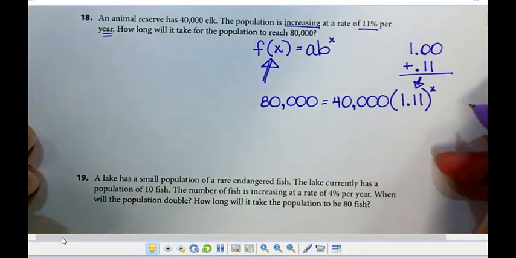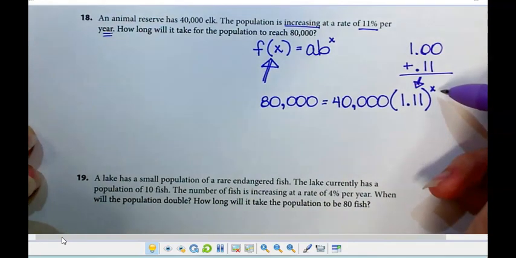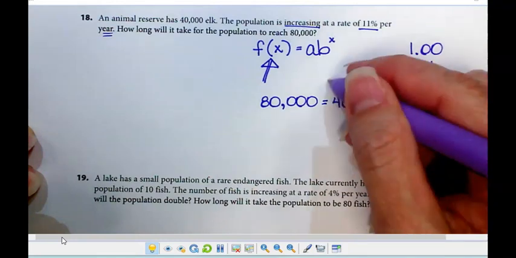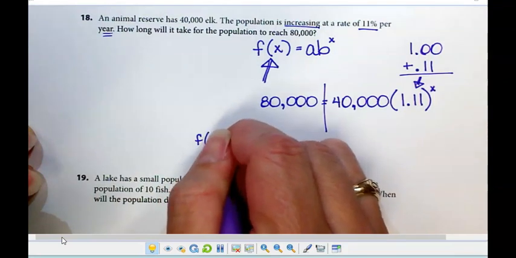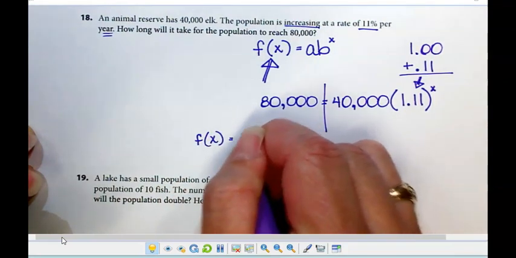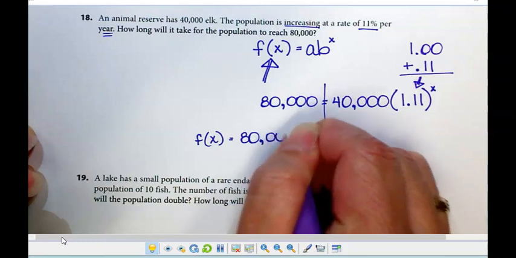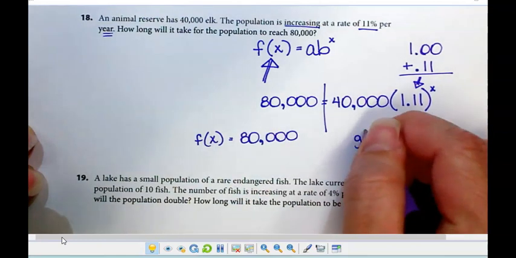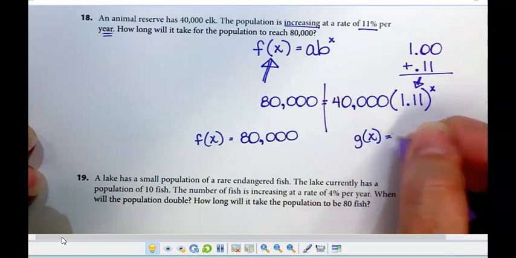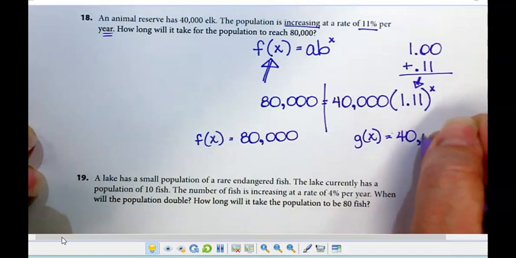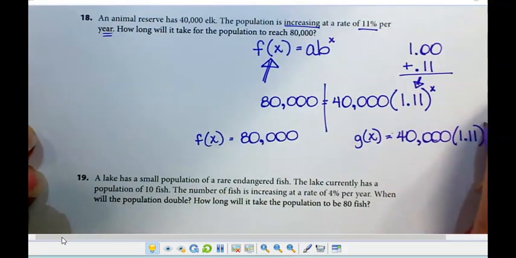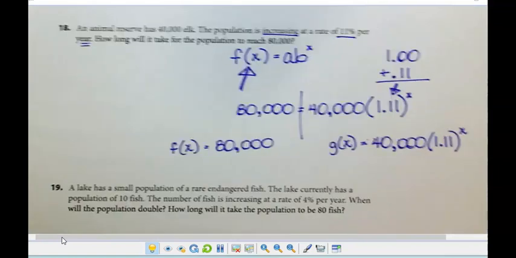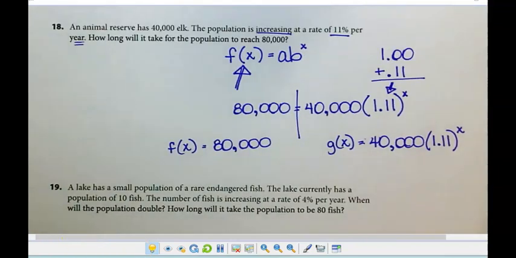And here we go. Again, I doubt that we're going to get a nice, even, friendly number for x. So I think the easiest way to do this again is graphically. And we're going to have two equations for two lines. f of x is equal to 80,000. So that's one of our lines. And we'll just call this one g of x. And that's going to be 40,000 times 1.11 raised to the x power. And then it's back to the calculator we go.